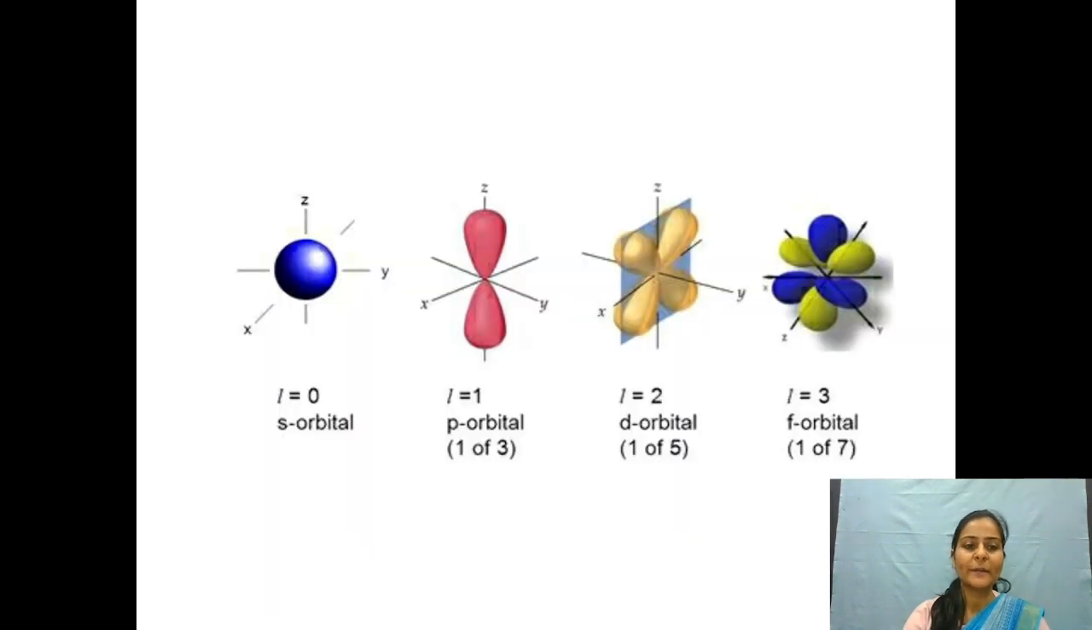These are the visual representations of different subshells, or you can say sublevels. For L equal to 0, the s orbital is spherical in shape. Similarly, for the p orbital, the dumbbell shape is represented, and for L equal to 2, the d orbital, the double dumbbell shape, is represented in three-dimensional space. And similarly, for L equal to 3, the f orbital is represented.